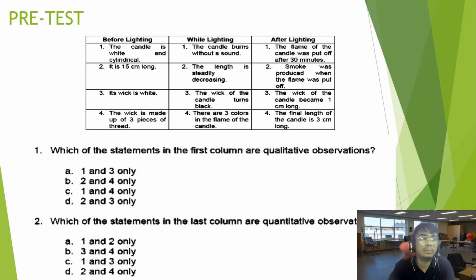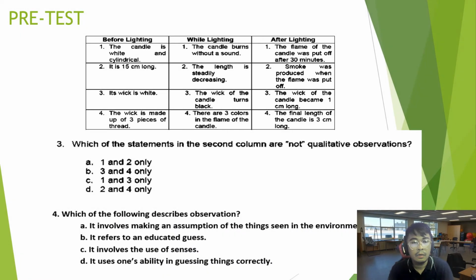For question number 1, you will answer this specific question. Which of the statements in the first column are qualitative observation? For number 2, which of the statements in the last column are quantitative observation? So you have 4 options. For question number 3, which of the statements in the second column are not qualitative observation?